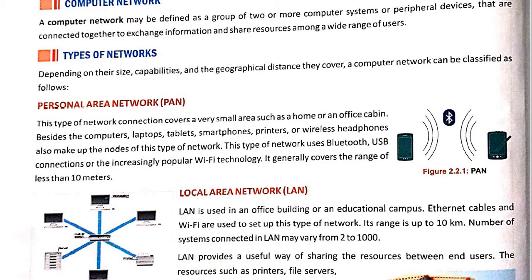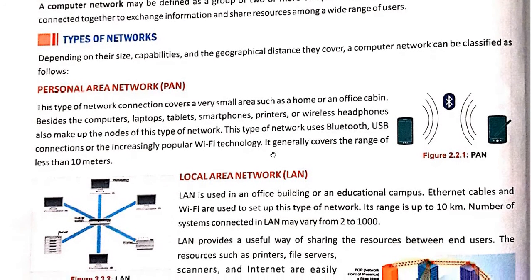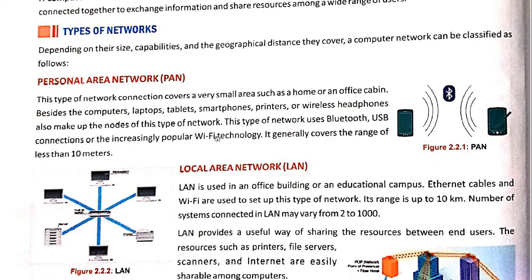Okay, and that is also another type of network. So connecting laptops, tablets, smartphones, or headphones, wireless media, this is known as a personal area network. Okay, so I think it is clear to you, personal area network. If it is not, please tell me if you have any problem. See what is written here. This type of network connection covers a very small area such as a home or an office cabin.